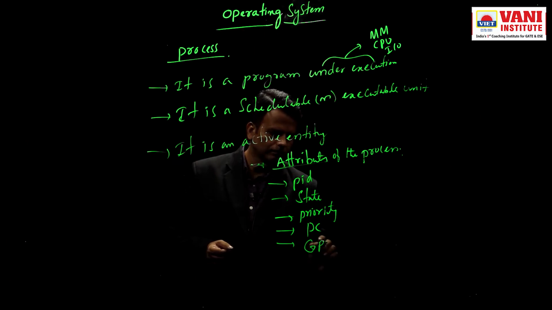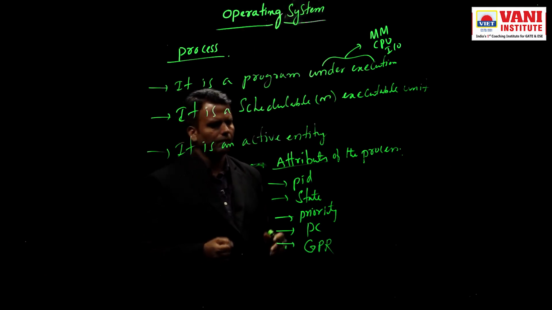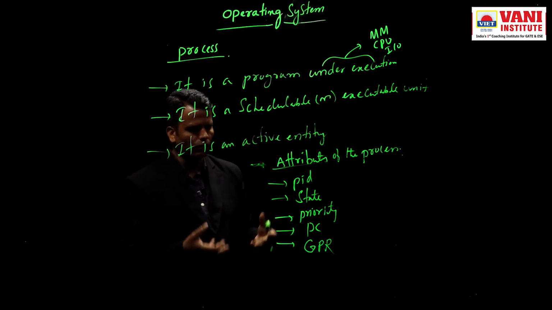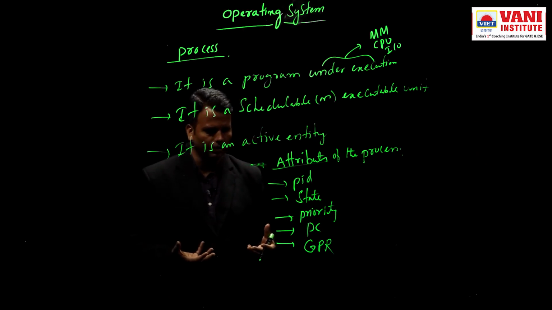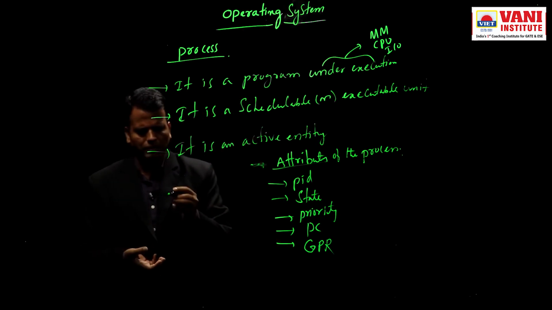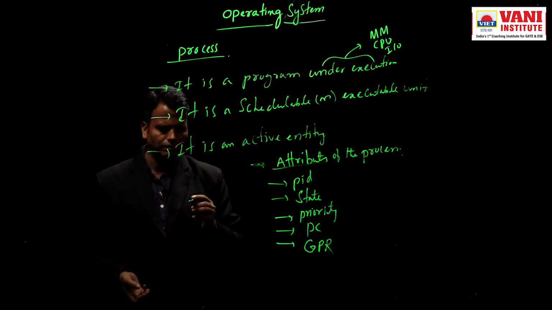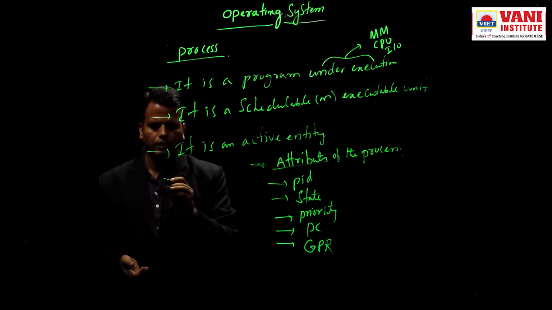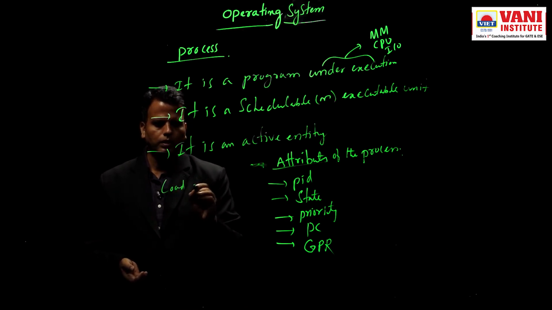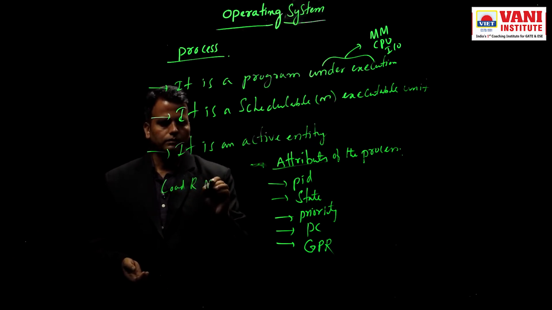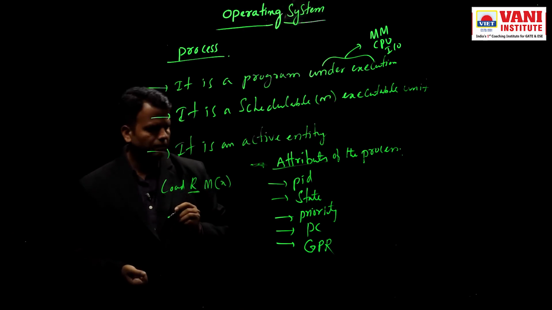GPR, general purpose register. Whenever a process is executing, what are the registers a process is using? Okay, let's see a little bit of an example. We'll see it in detail when I am discussing synchronization. Like if an instruction is there, load RMX, so this register is called a general purpose register.